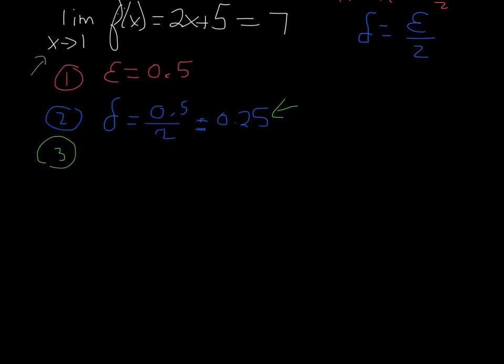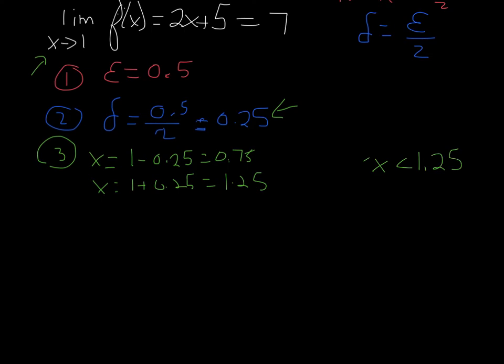And so he's going to choose an x value that is either 1 minus 0.25, which would be 0.75, or 1 plus 0.25, which would give us 1.25. So what that does is it gives us a range for the x value that we can choose. We can choose anything in between those values.